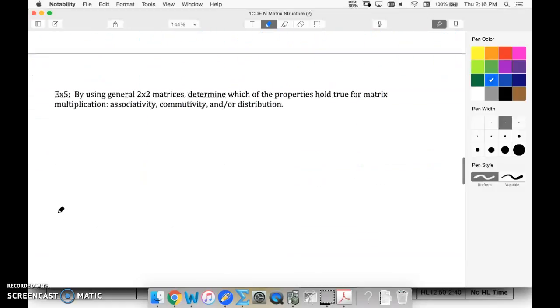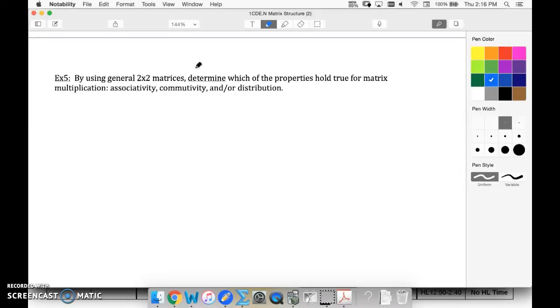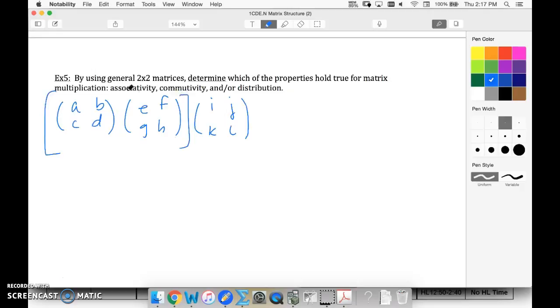Okay. I'm also going to leave this for you to do on your own. General matrices, so a general 2 by 2 matrix, for example, A, B, C, D. And if we're going to test associativity, then we would need 3 of them. So A, B, C, D, E, F, G, H, I, J, K, L. And so you would want to look at this product versus that product. See which of these hold true: associativity, commutativity, and or distribution. Which of those are true for matrix multiplication?